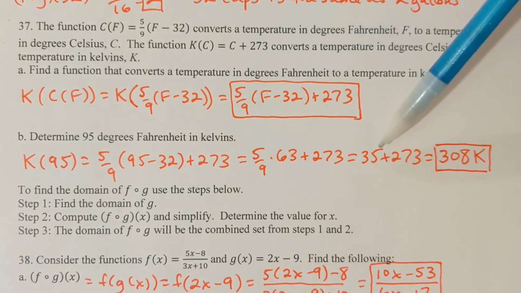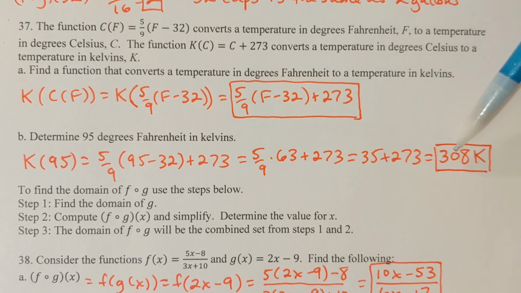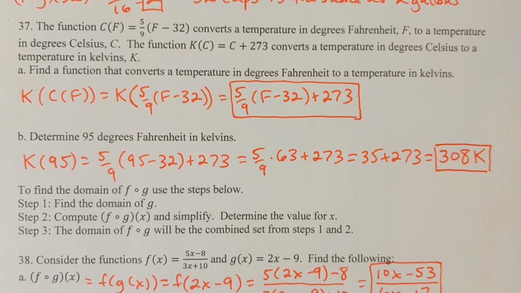7 times 5 is 35. And I've got to add 273 to 35. That'll get me 308 kelvins. So 95 degrees Fahrenheit is the same as 308 kelvins then. Okay. Let's stop the video here.